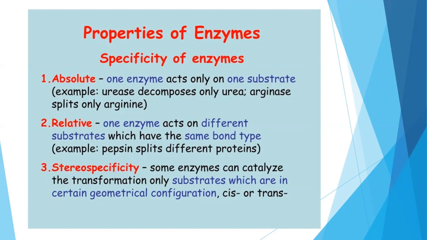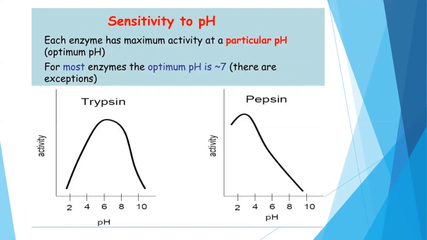The relative specificity of enzyme is when one enzyme acts on different substrates which have the same bond type. Example, pepsin splits different proteins. Whereas stereospecificity means that some enzymes can catalyze the transformation only of substrates which are in a certain geometrical configuration, for example, cis or trans. Then that is called stereospecificity.